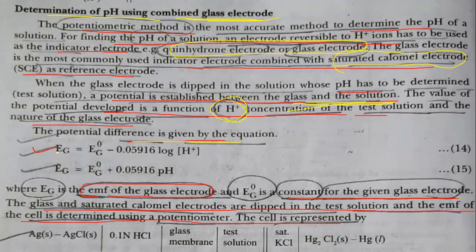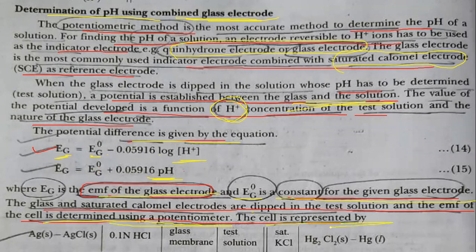The EMF of the glass electrode is equal to the standard EMF of the glass electrode minus 0.05916 log of H plus ion. Since the minus sign is there with log of H plus ion, we can change it to a plus sign and write it as pH. So E_G is equal to E naught G plus 0.0591 pH, where E_G is the EMF of the glass electrode and E naught G is a constant for a given glass electrode. The glass and saturated calomel electrodes are dipped in the test solution and the EMF of the cell is determined using a potentiometer.